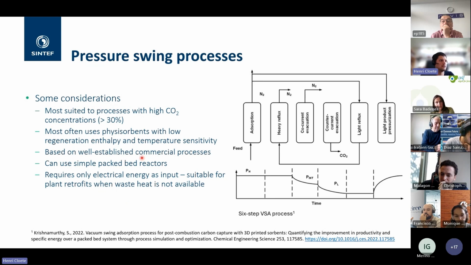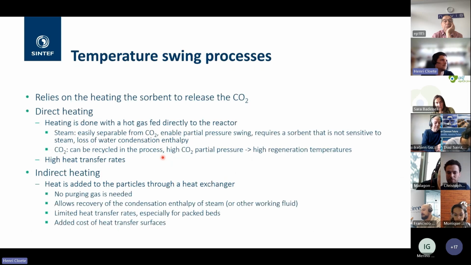So as I mentioned, these are based on well-established commercial processes, which makes them easier to scale up and commercialize, and they use very simple packed bed reactors. And one other interesting thing is, since you just need to compress or draw vacuums, all you need is electrical energy inputs, which makes it easier to retrofit into existing processes, and since you don't need this large amount of thermal energy to be able to regenerate the solvent.